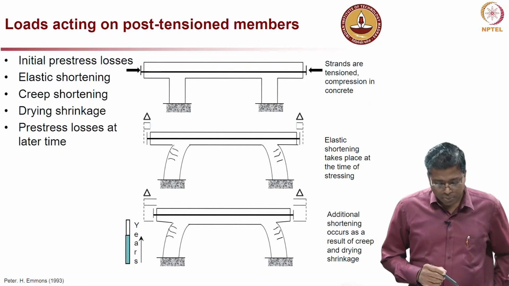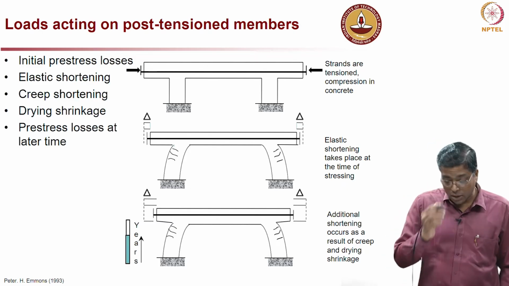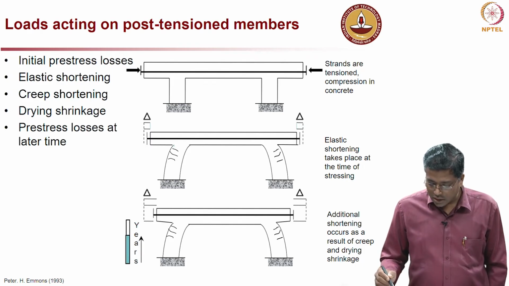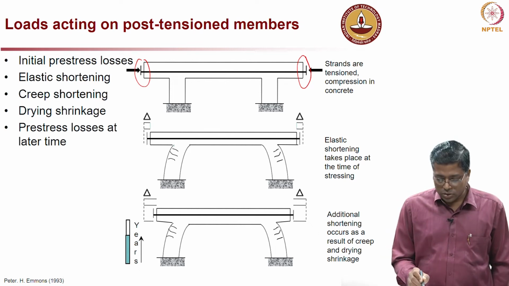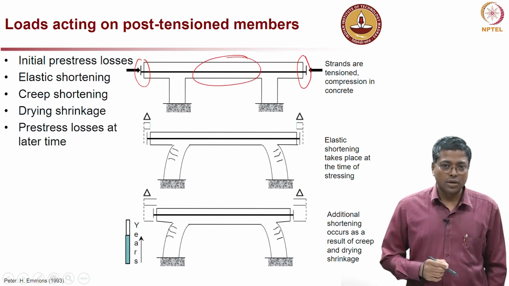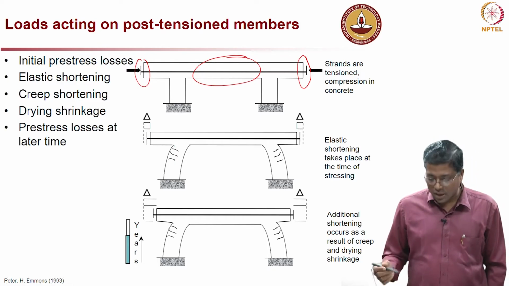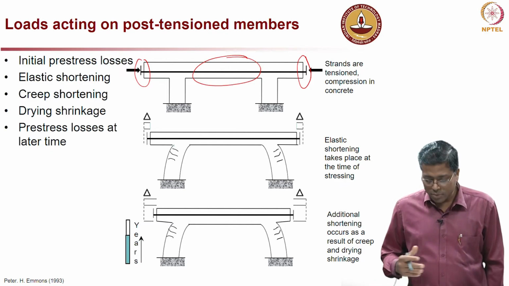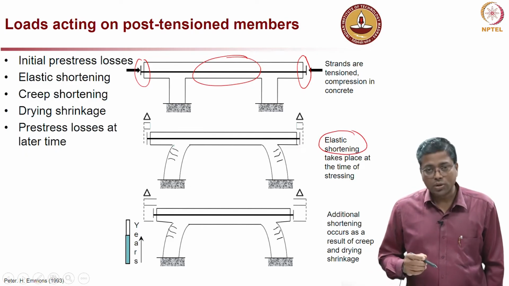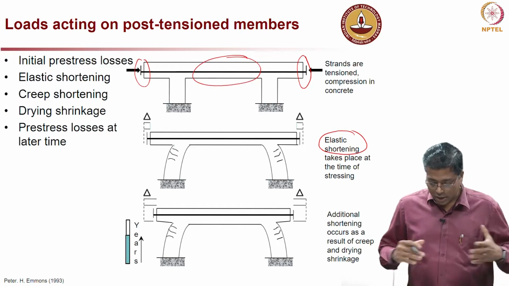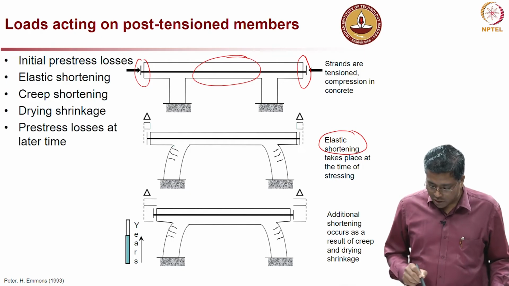Now, if you are talking about a post tension member, initial pre-stress loss, maybe we can think about seating loss as one example. Strands are tensioned and the concrete experiences compression. So, this whole concrete here is under compression and the strand is in tension. In the previous slide we talked about a column, here we are talking about a girder. So, immediately what happens? Elastic shortening. As soon as the pre-stress is applied, the concrete experiences a shortening. So, the elastic shortening happens.